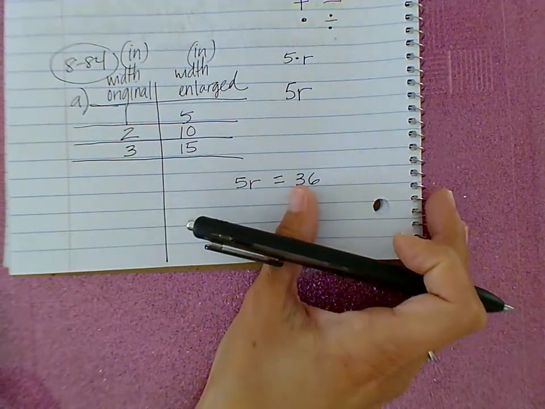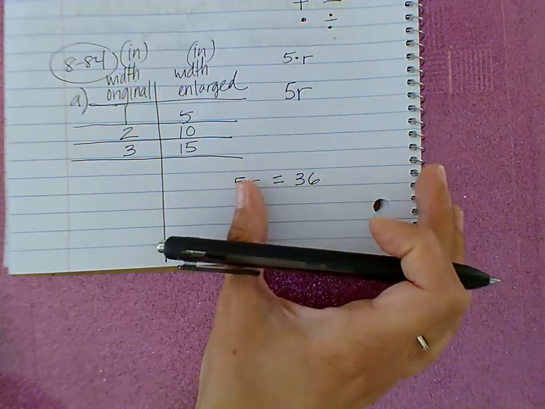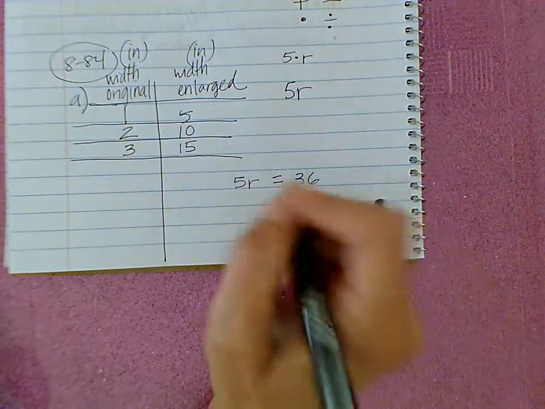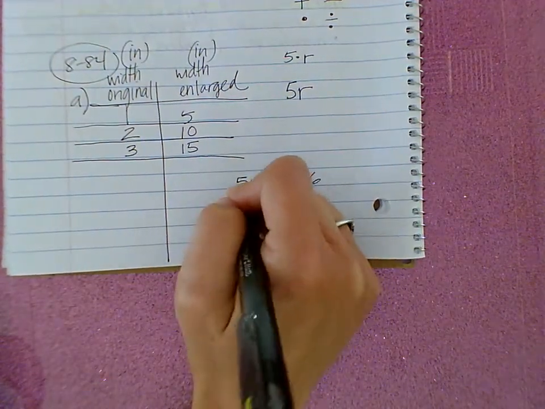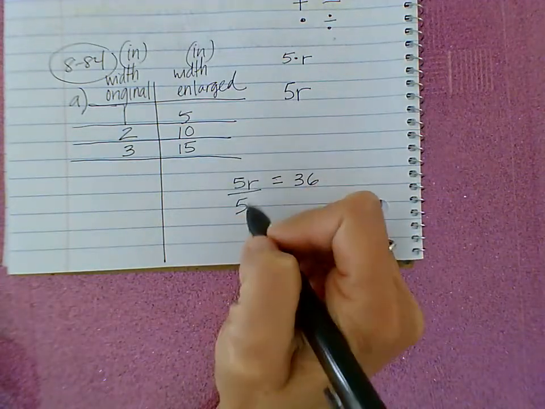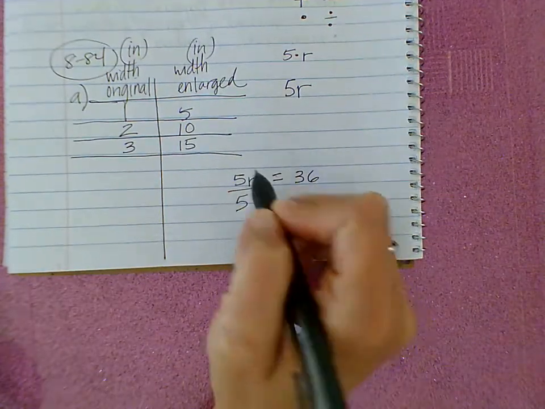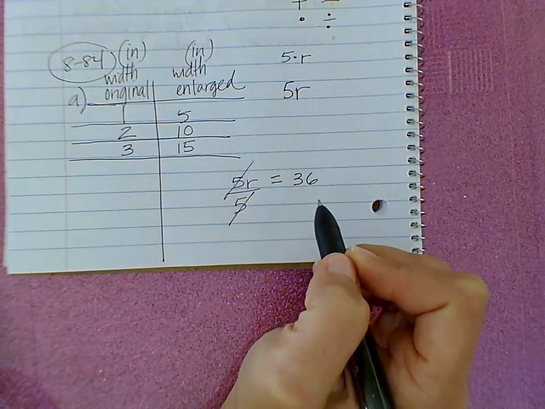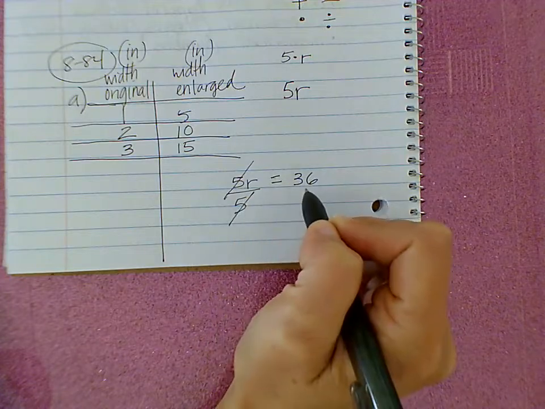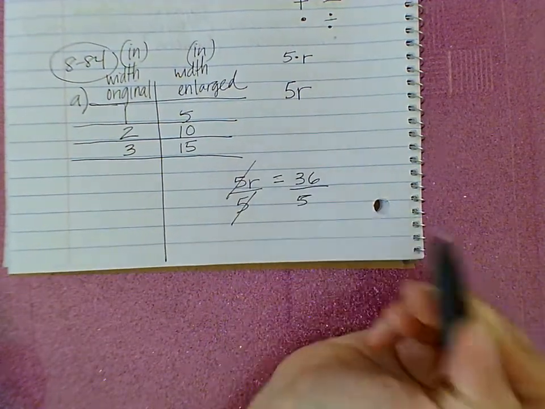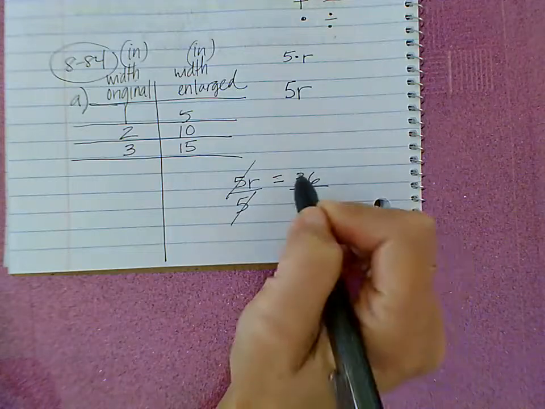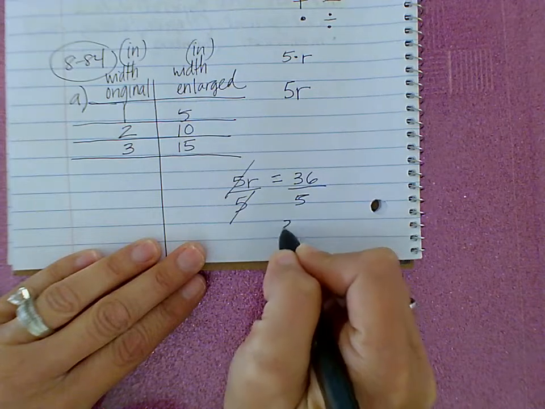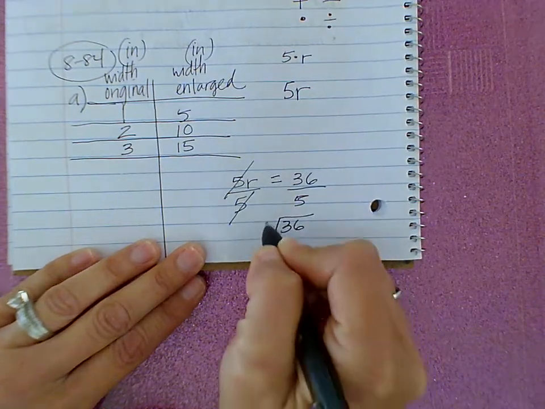The easiest way to solve this is we need to isolate the variable. Right now it says 5 times r. What's the inverse of multiplication? Division. So if this is showing multiplying, we're going to divide. 5 divided by 5 is 1, correct? Yep. 1r and just r is the same thing. If I divide by 5 on one side, gotta do it on the other side. This says 36 divided by 5. So I need to set up that problem. 36 divided by 5.